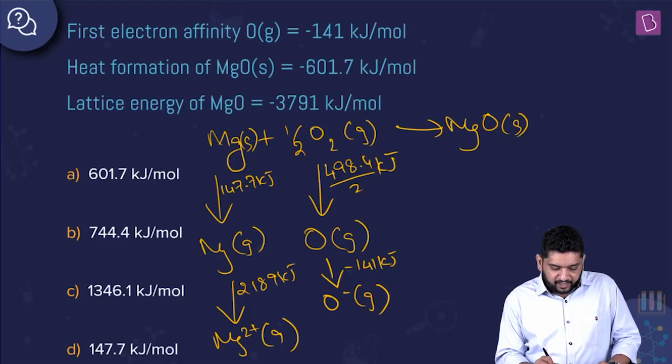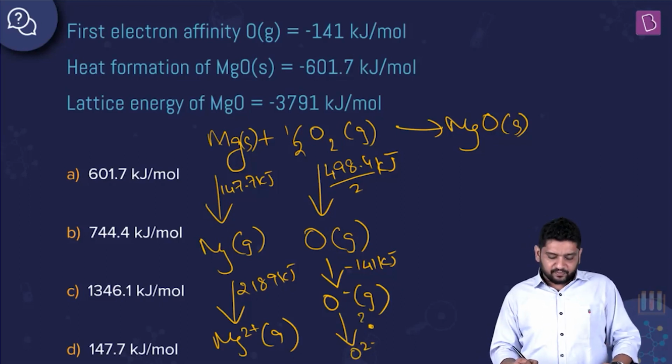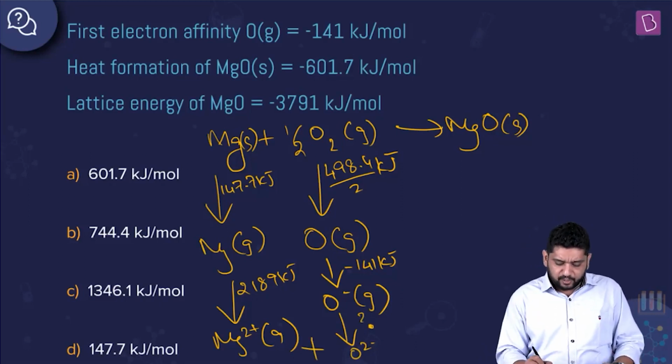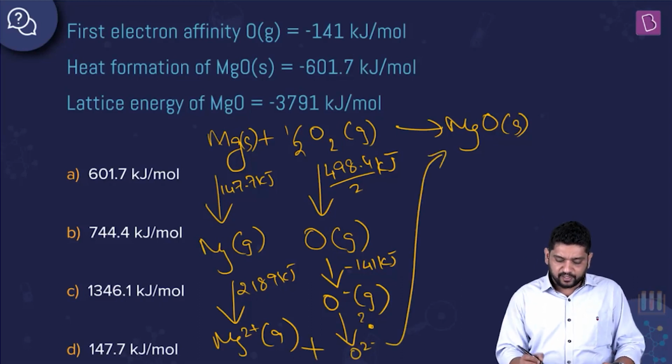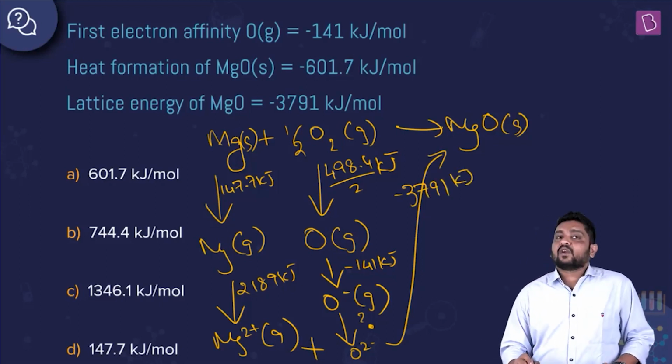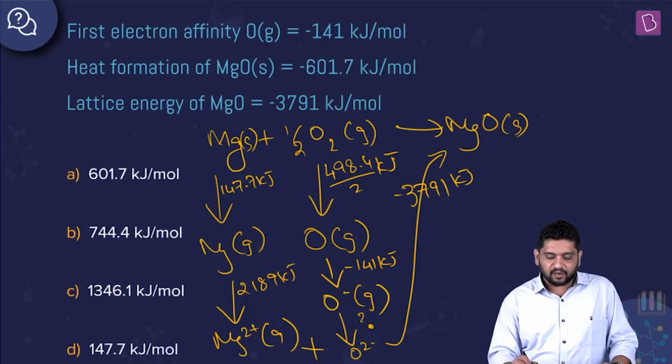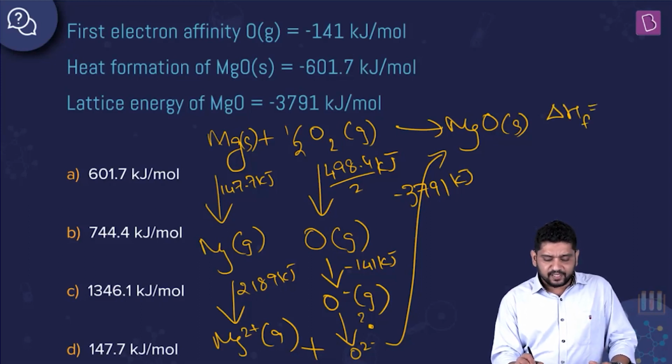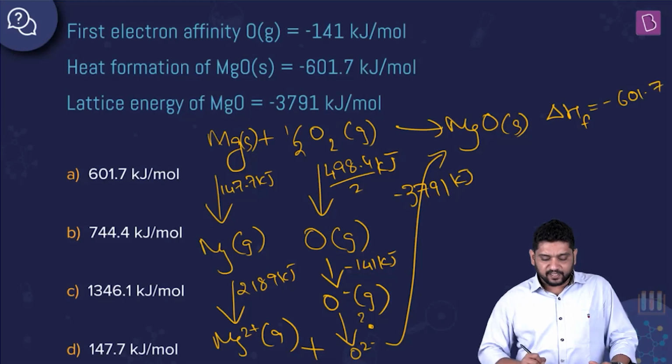Then after that, I am converting it into O2 minus. Now this is exactly what is asked. The enthalpy change associated with this process is what is asked. Now, if Mg2+ and O2 minus are allowed to convert into MgO solid, we know 3791 kilojoule per mole will be released. And that's it. Now, the net reaction, one single step reaction, Mg plus half O2 giving MgO, that enthalpy would be what we call the enthalpy of formation, which is given to us as minus 601.7 kilojoule per mole.